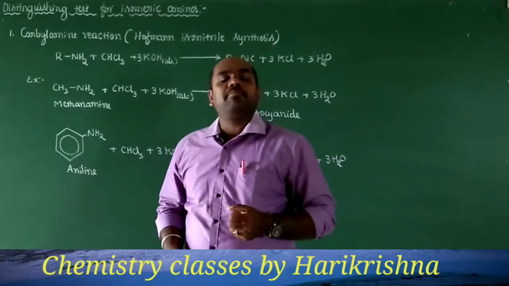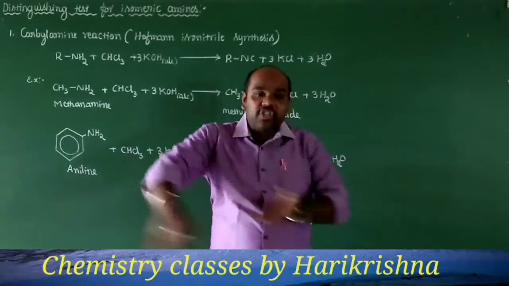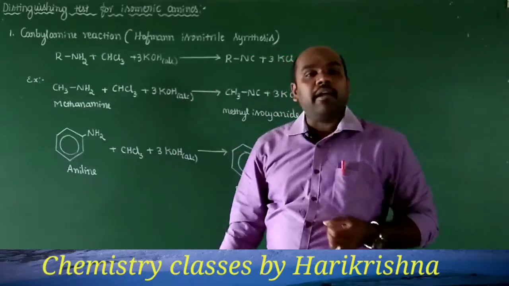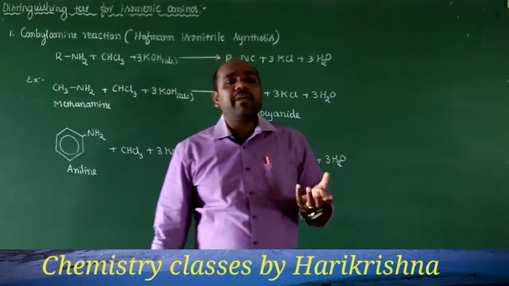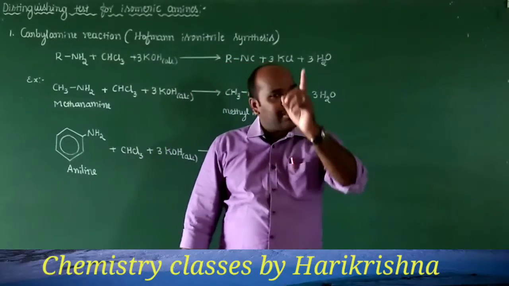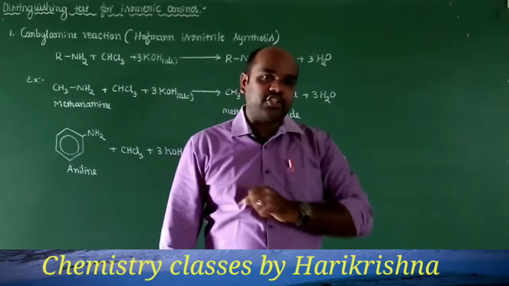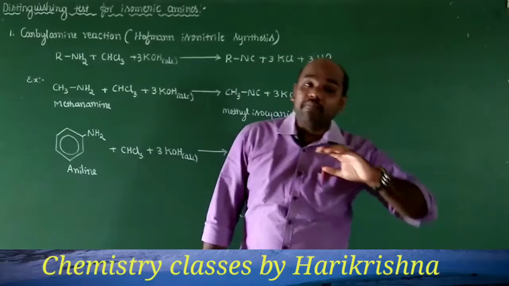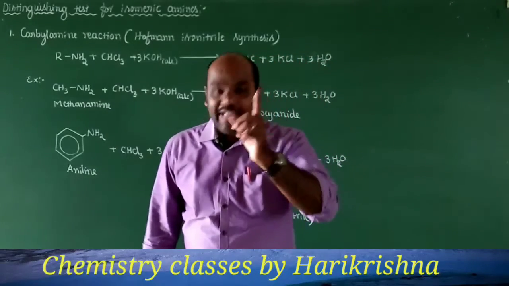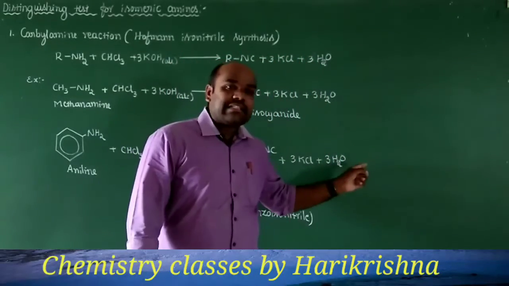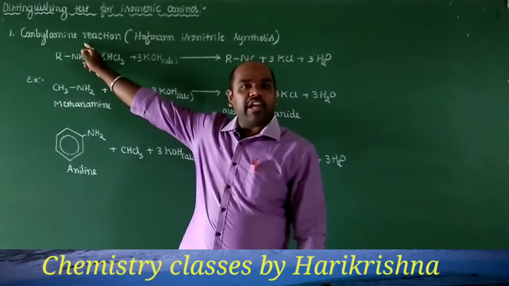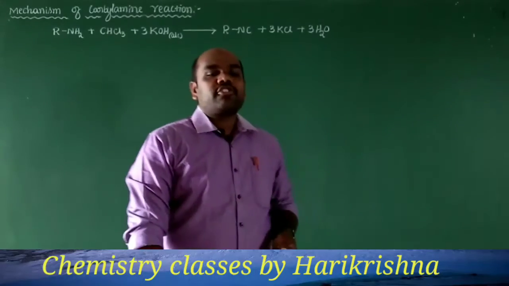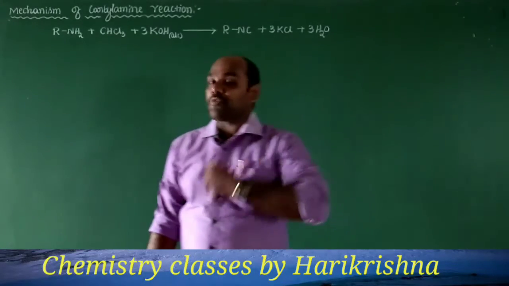But one question may come to our mind: how actually will the reaction pathway occur upon reaction of a primary amine with chloroform and alcoholic KOH? That can be known only from the mechanistic pathway of the reaction. So now we shall see the detailed mechanism of this carbylamine reaction, and by looking at the mechanism we shall explain why we cannot expect the carbylamine reaction with secondary and tertiary amines.